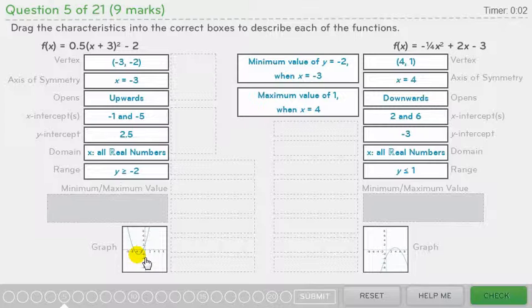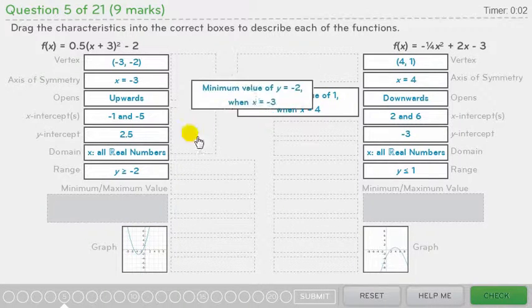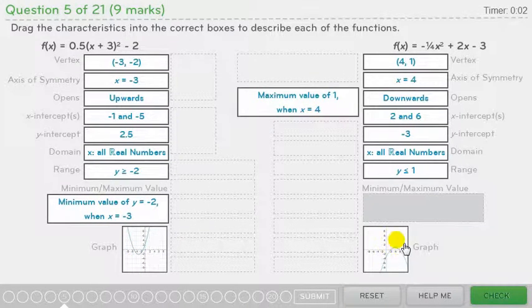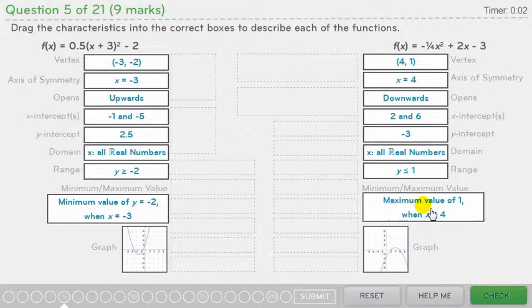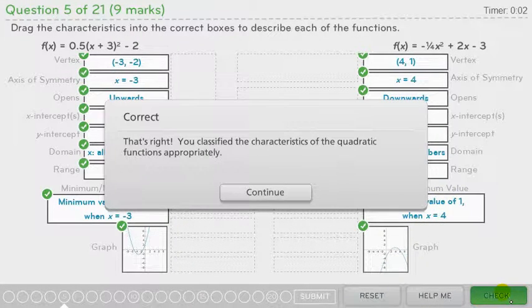Because this is the lowest point on this function, it is a minimum value. This is the highest point, so it has a maximum value. Let's check our solutions, and we are correct.